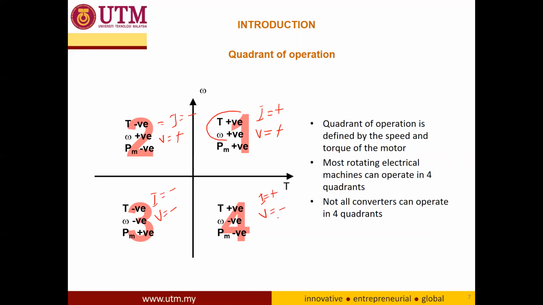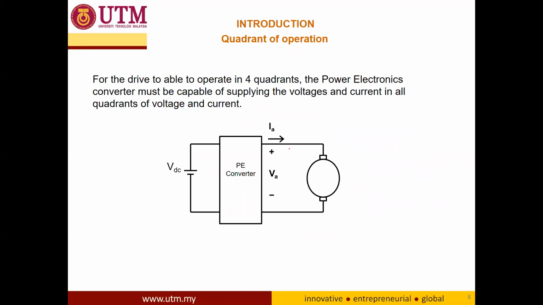So in order for the power electronic converter to operate in all 4 quadrants, this power converter needs to supply voltage and also current for both positive and negative.